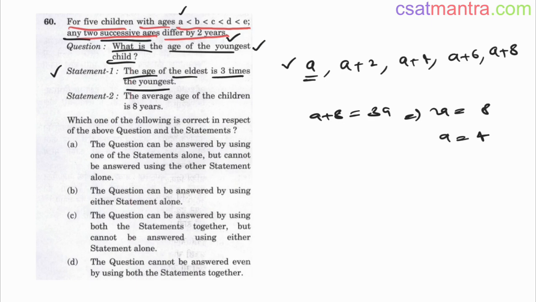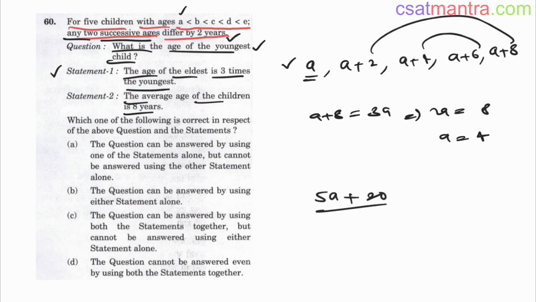Now statement 2. The average age of children is 8 years. Average is 5A plus 8 plus 2, 10, 6 plus 4, 10, 20, by 5, that is 8. One equation, one variable. You can find out the value of A using this equation. So this question can be answered using this statement also. So the question can be answered by using either statement alone, either this statement or this statement. So answer B.